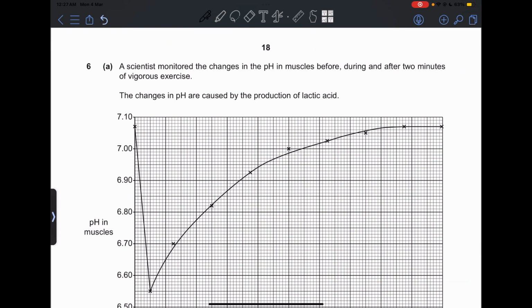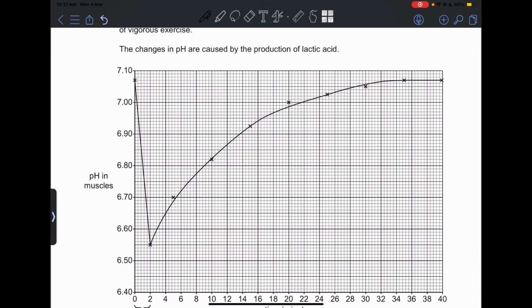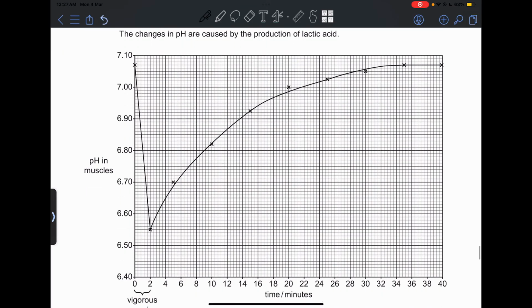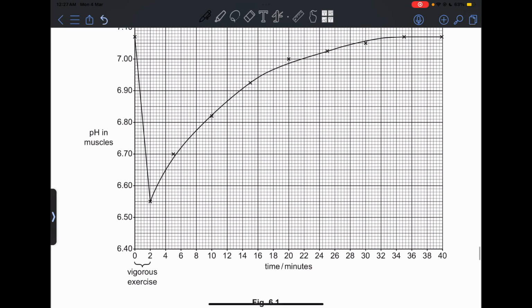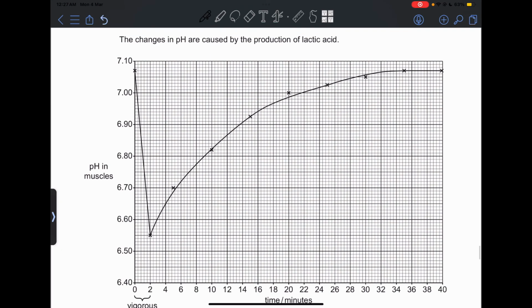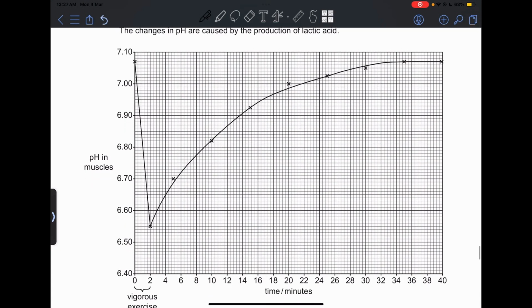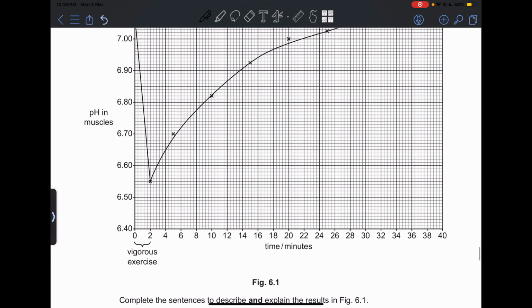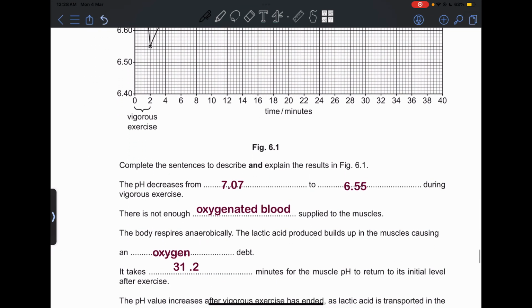6a: a scientist monitored the changes in the pH in the muscles before, during, and after 2 minutes of vigorous exercise. The changes in pH are caused by the production of lactic acid. Over here we can see that after 2 minutes of vigorous exercise, the pH in the muscles started to increase very rapidly until it became constant at around 35 minutes. So let's see, complete the sentences to describe and explain the results in figure 6.1.